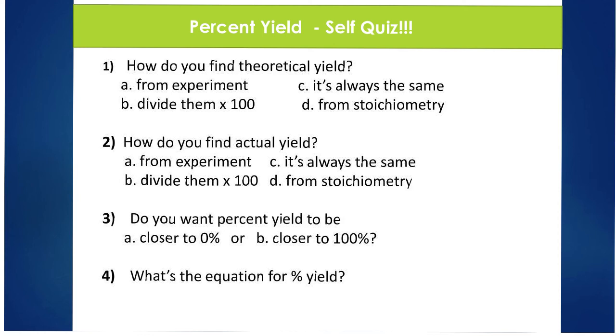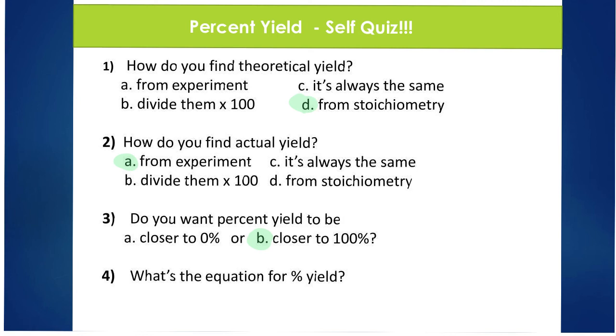Where do you find the theoretical yield? It's from stoichiometry. Where do you find the actual yield? From the experiment. Do you want the yield to be closer to 0% or 100%? Well, in a good lab, it's 100%. In reality, you might get something closer to 0, but it just really depends on the type of reaction.